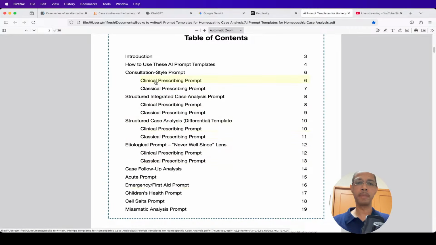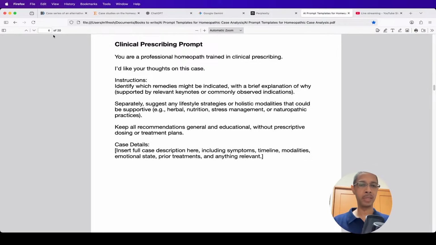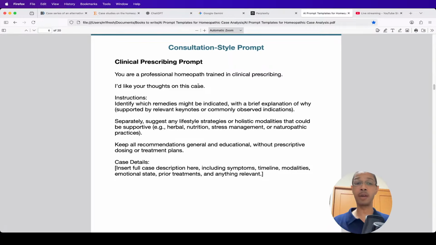So let's look at the first clinical prescribing prompt. This is a basic prompt. It's not extremely detailed, but you can see here's the role: you are a professional homeopath trained in clinical prescribing. There are two versions of this, one trained in classical prescribing, so you may get different responses because there are different ways of looking at it if you're doing clinical or classical. And you're asking for thoughts on the case. So this is just a consultation style prompt: I just want your thoughts on this case.